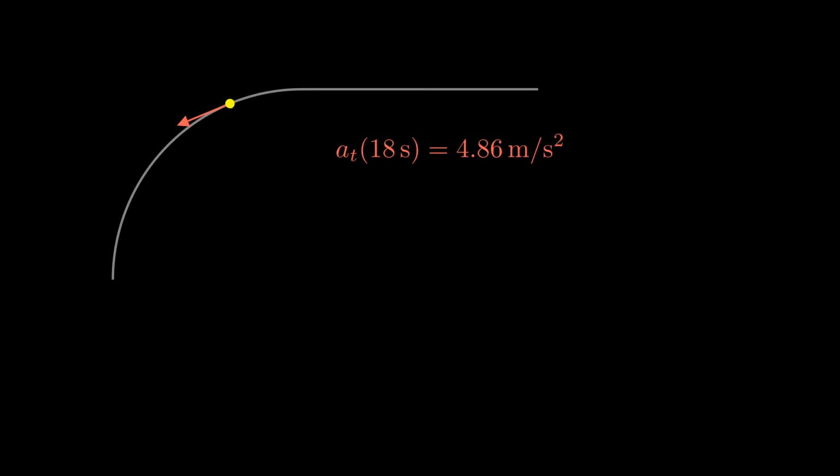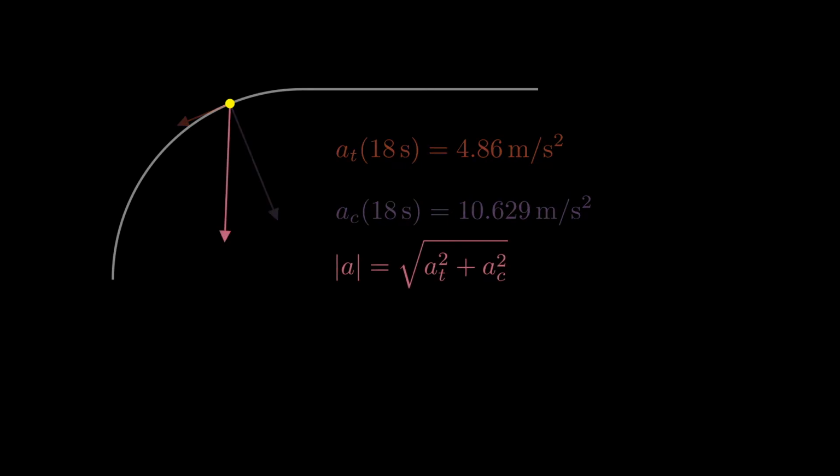As for the centripetal component, it's straightforward to use the formula for centripetal acceleration that I showed earlier to find that the centripetal acceleration is 10.629 meters per second squared. We combine the two acceleration components, and we find that the total acceleration magnitude is 11.687 meters per second squared.